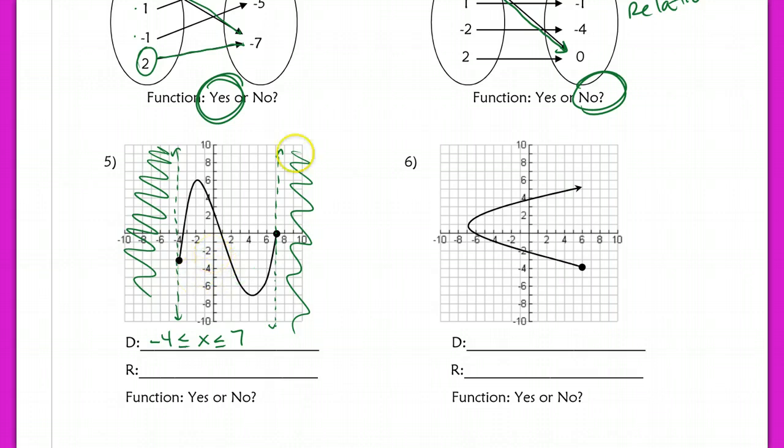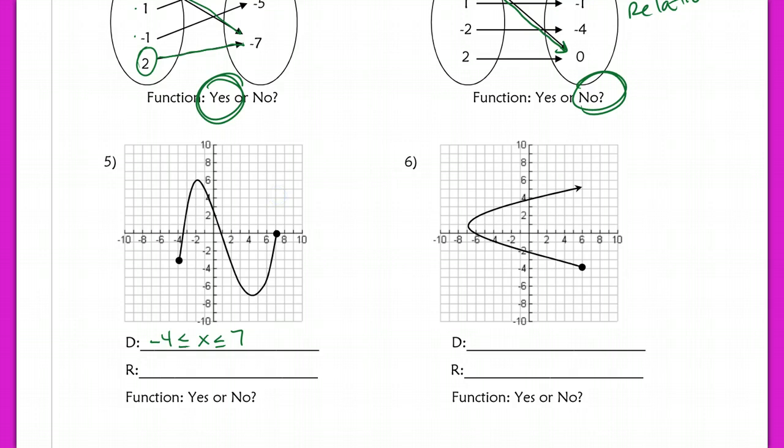Now for the range, this time you're shrinking the ceiling and the floor, right? So for the range, you're looking at the low point here and the high point. So you're ignoring all of this, it is not in the range. We're going from a low point here of -7 to a high point of 6. So -7 is less than or equal to y is less than or equal to 6 would be the range here. Alright, now, is this a function?